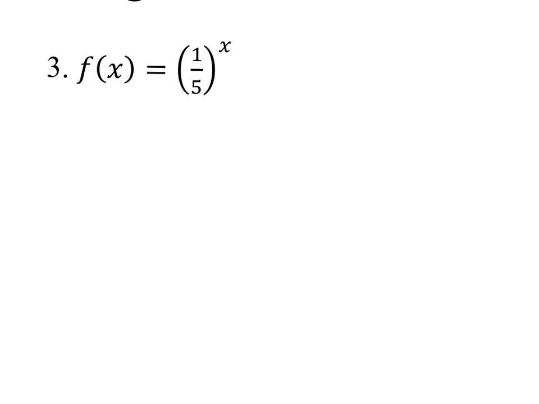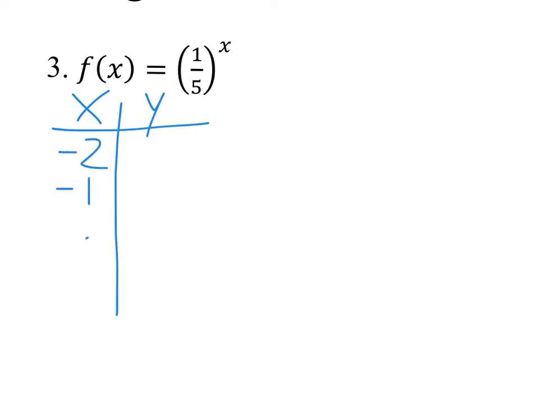Number 3. This time we have a fraction being raised to an exponent. We're still going to have our same 5 points: -2, -1, 0, 1, and 2. And remember folks, when we have a negative exponent, it's going to flip our base, taking the reciprocal. So the reciprocal of 1/5 is 5. So 1/5 to the -2 is the same as 5 squared, which is 25.